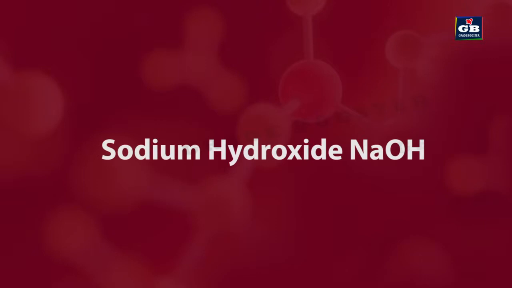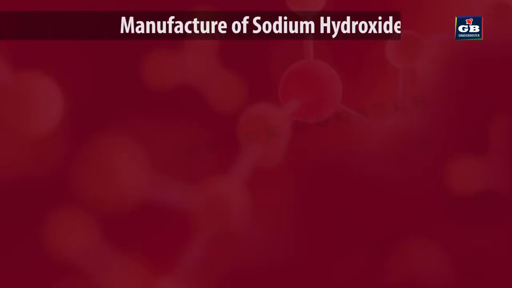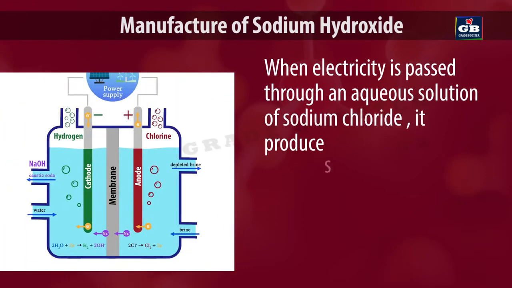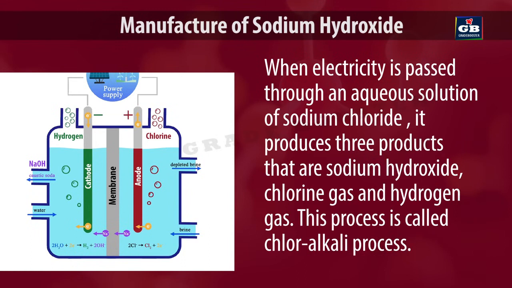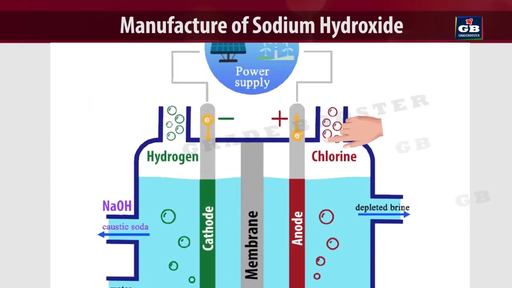Sodium hydroxide, NaOH. Manufacture of sodium hydroxide. When electricity is passed through an aqueous solution of sodium chloride, it produces three products, that are sodium hydroxide, chlorine gas and hydrogen gas. This process is called the chloralkali process. In this setup, chlorine gas is produced at the anode side and the hydrogen gas is released at the cathode side. Sodium hydroxide is formed at the cathode.